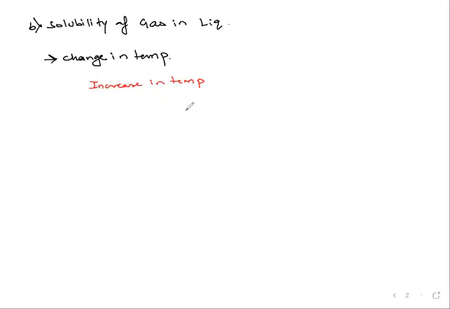Very good, very good. So increase in temperature will decrease the solubility of gas in liquid. Very good.